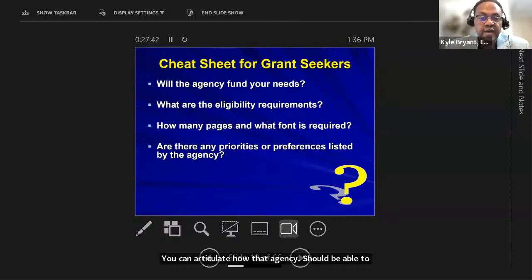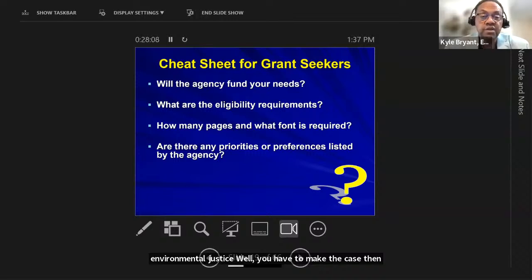Like if I'm applying to the Environmental Protection Agency for a grant on environmental justice, but say I'm a language arts instructor at a local university. Well, one would automatically think, well, what's language arts got to do with environmental protection or environmental justice? Well, you have to make the case then.